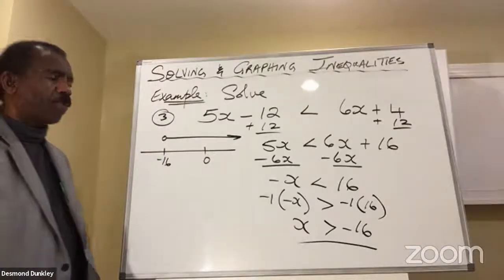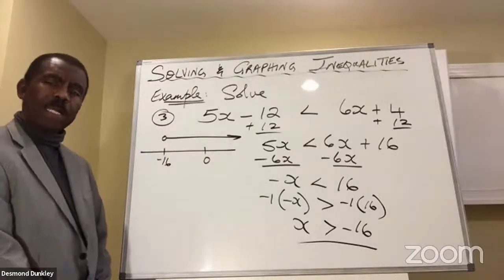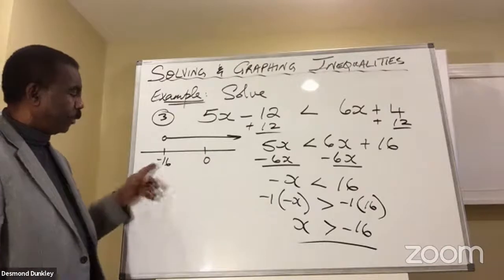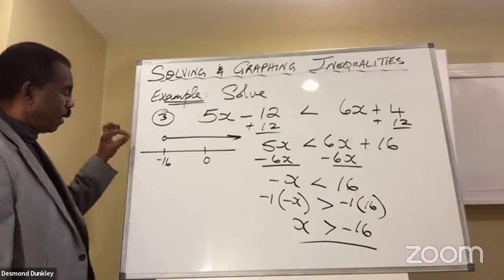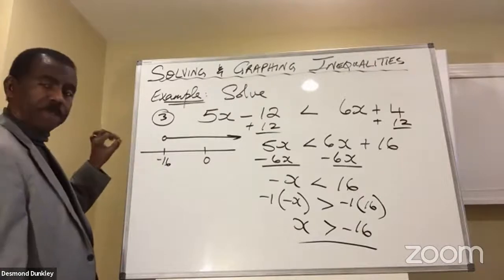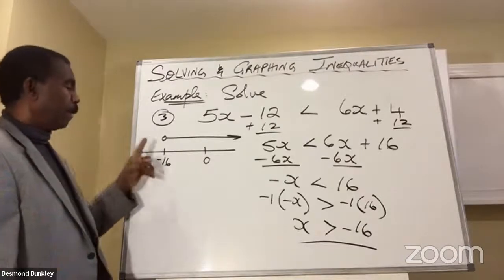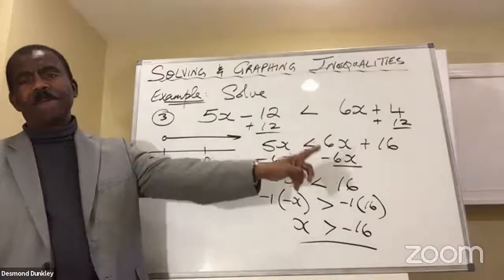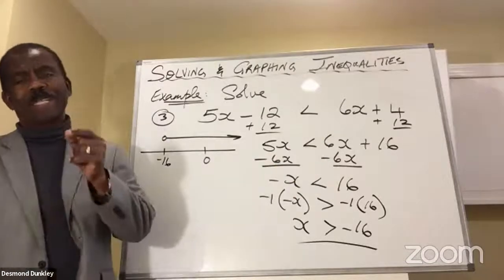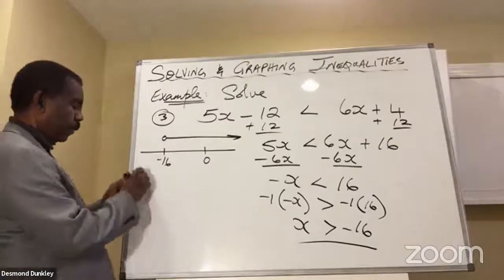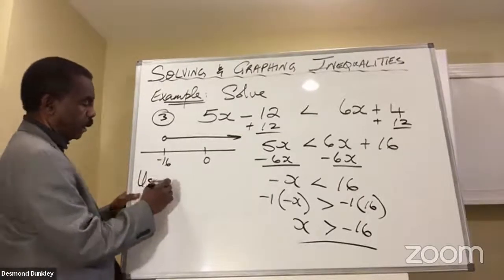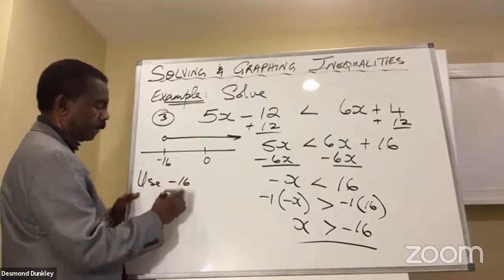So now I need to prove that that is correct. So what that means is that if I use -16, it will fail. If I use any number on this side of my graph, it should fail. But any number above -16 should succeed. Okay, let's go check it out. Let's use -16 to start.